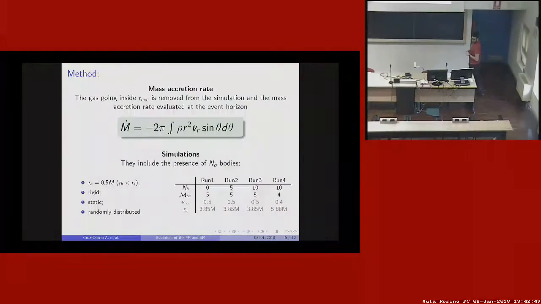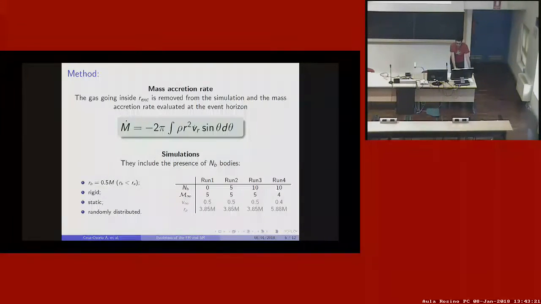These small bodies are rigid, static. That means that they don't move during the simulations. They are randomly distributed, and they are supposed to be circles along the RZ cross sections with a radius smaller than the accretion radius.